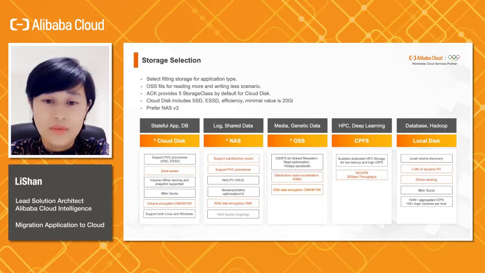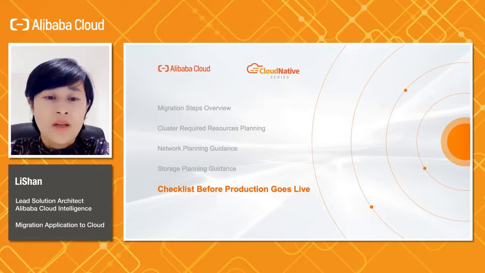OSS is fitting for read-more, write-less scenarios. We provide distributed cache acceleration. It is able to achieve 4 gigabytes per second read speed. By default, ACK provides 5 storage classes for cloud disk. Cloud disk includes SSD and eSSD efficiency. But notice the minimal size is 20 gigabytes.